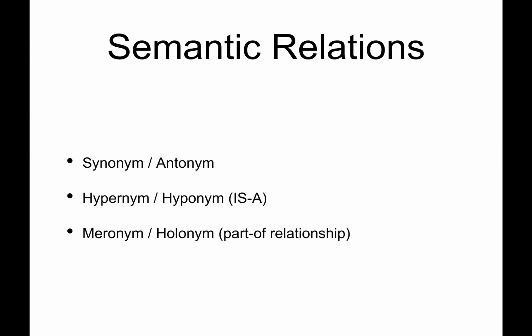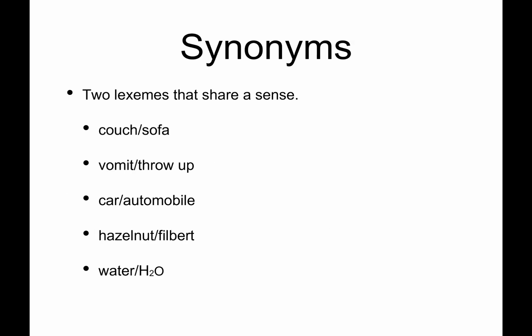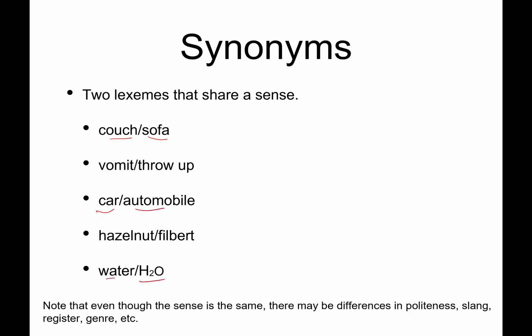There are some other semantic relations that we're going to introduce. So the first one is synonymy. These are two lexemes that share a sense. So for example, you have couch and sofa, car and automobile, water and H2O. They don't have to be exactly the same thing to call them synonyms. But if they can substitute each other in a sentence, then we can call them synonyms. But please note that synonymy is a relationship between lexemes. It's not a relationship between words. Okay, so we're going to reiterate that in the next slide.